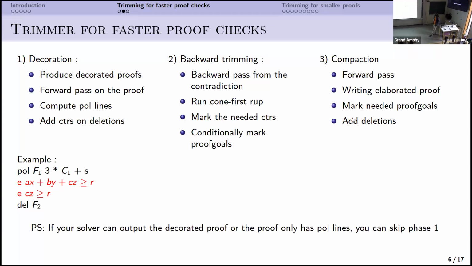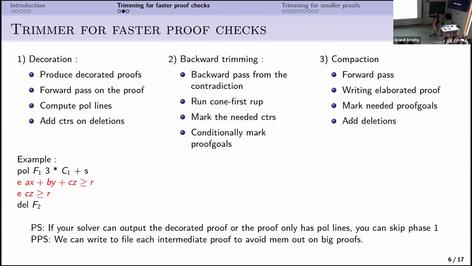So a few words about that. If your solver can output the decorated proof right away, then the trimmer doesn't need to make the decoration. That's something you can do, but for example, the constraint solver doesn't know what this poll line is. It's just using it as a cutting step. So it's not always available. And same if you have only poll lines, then the proof trimming is easy because you have all the antecedents for free.